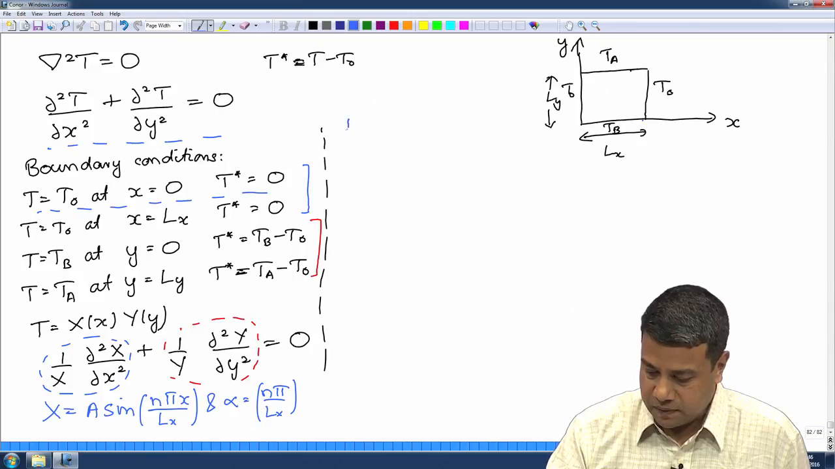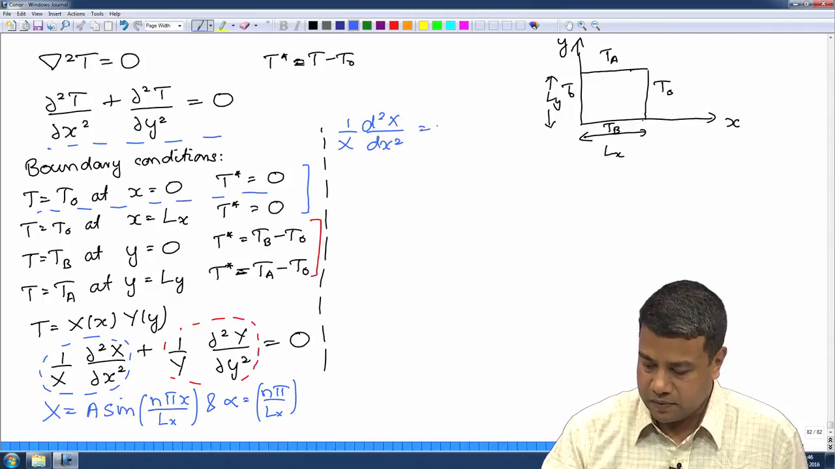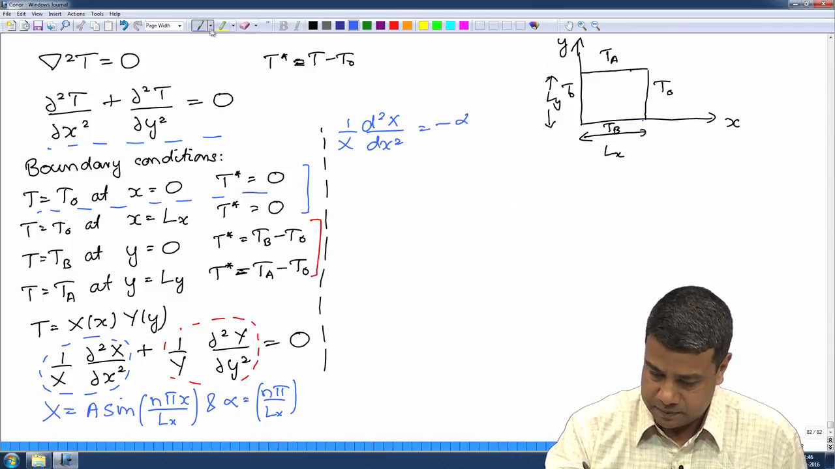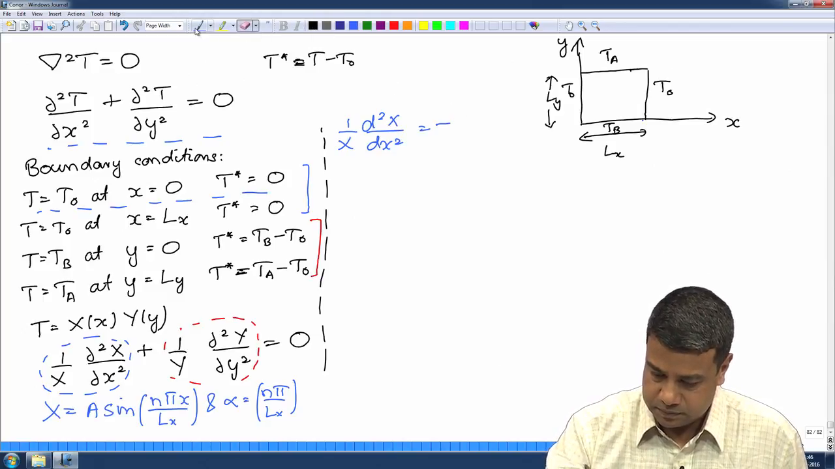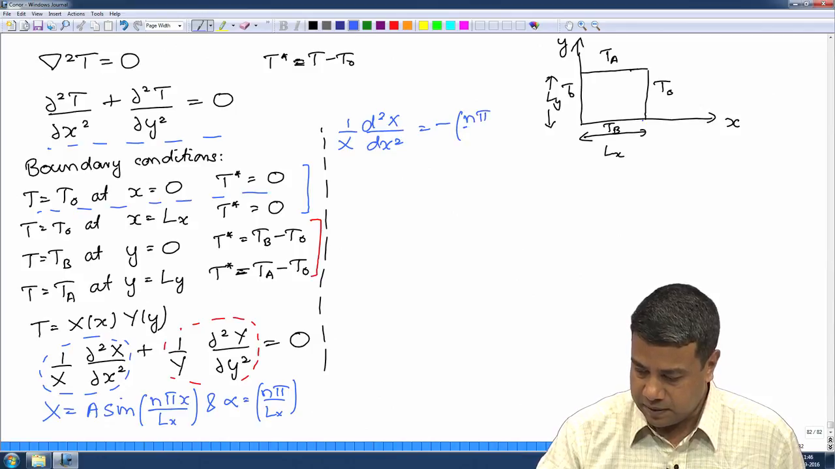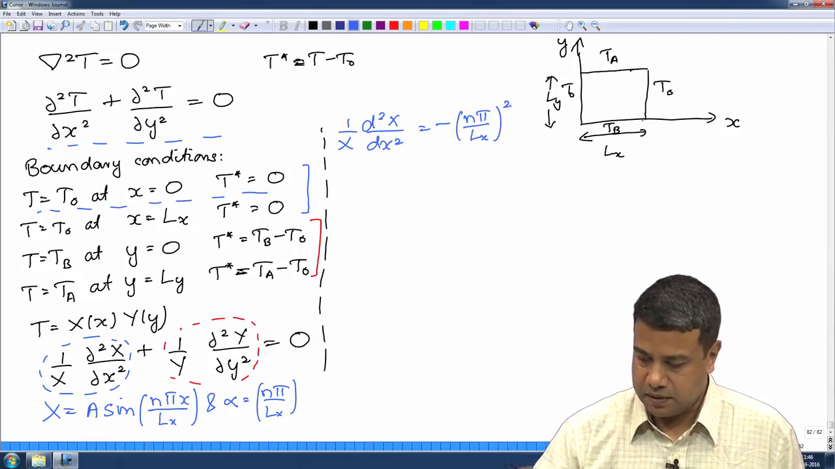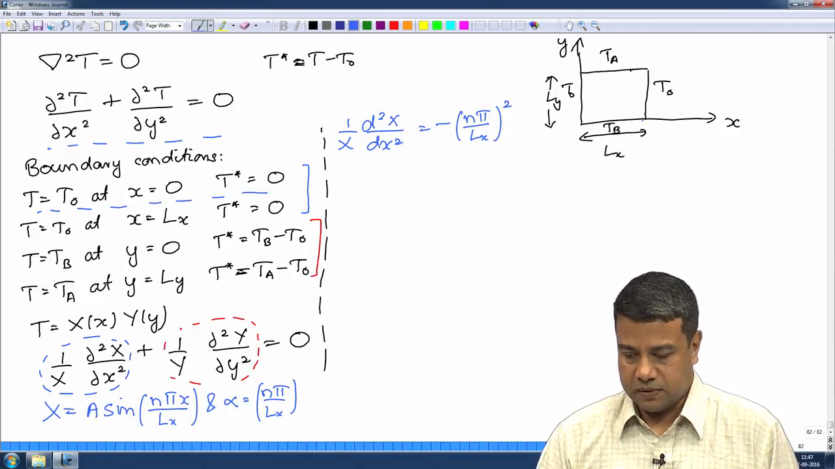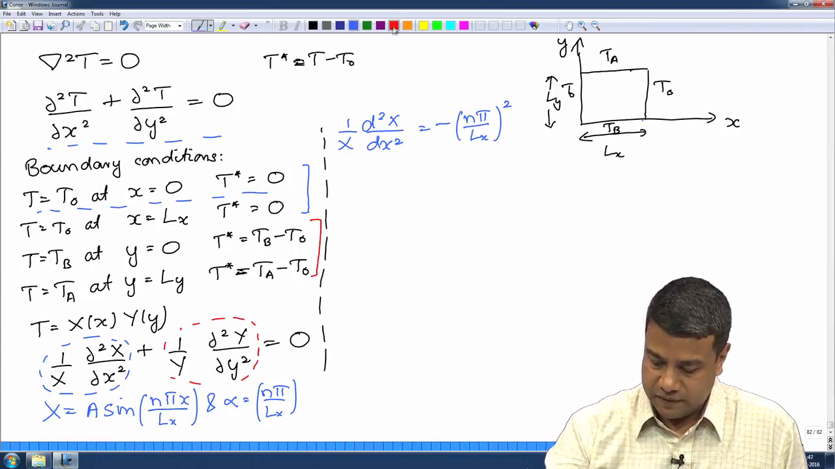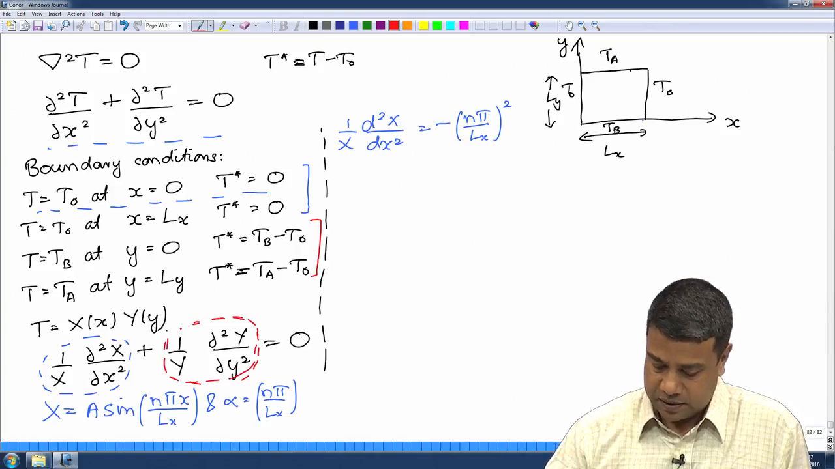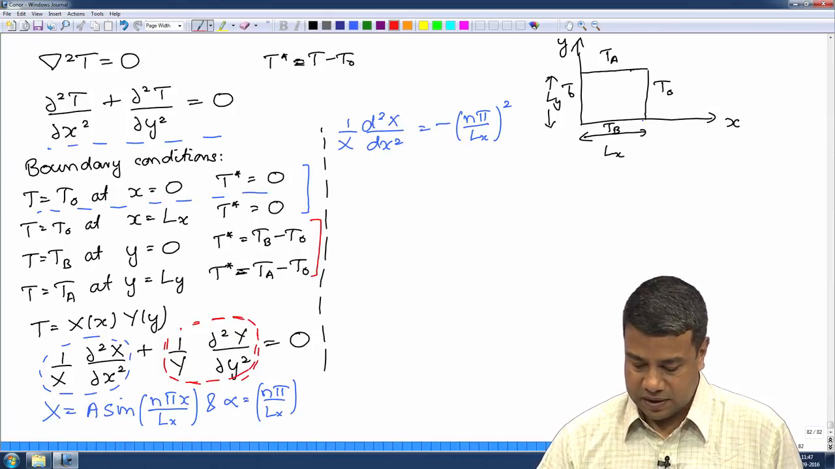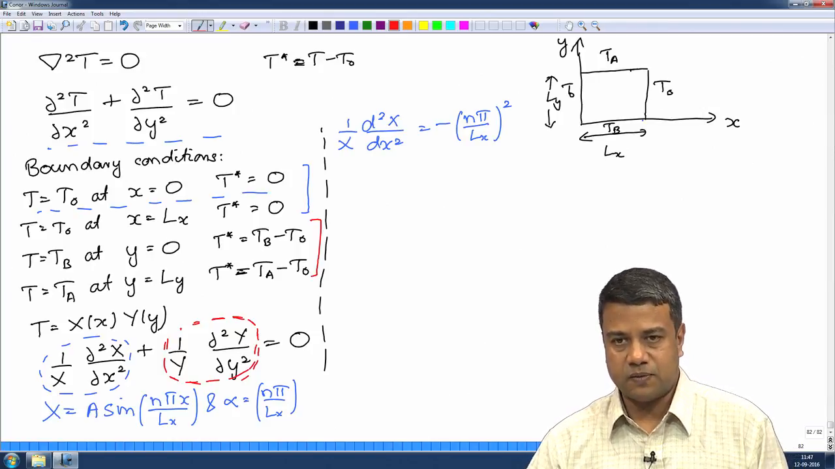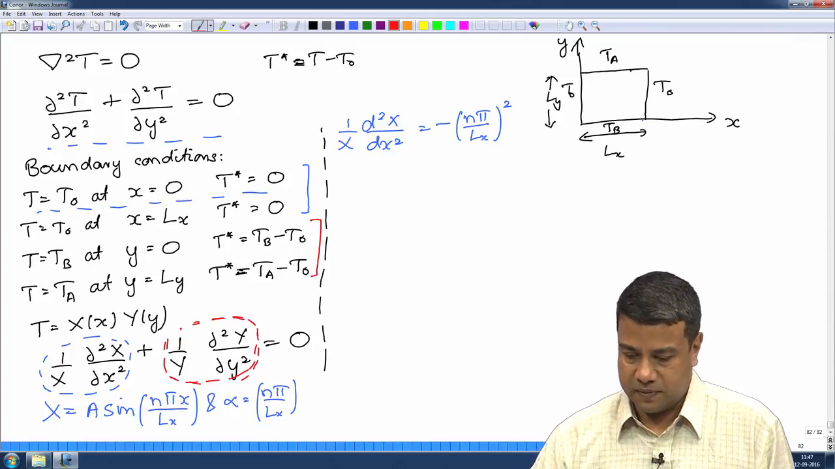Okay. So, therefore, I have solved 1 over X d square X by dx square is equal to minus (n pi by Lx) the whole square, which means that the y derivative has to be of opposite sign. Because the x term plus the y term have to sum to 0, the y term has to be of opposite sign.